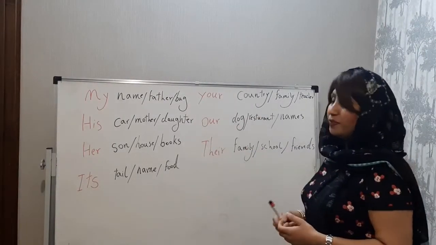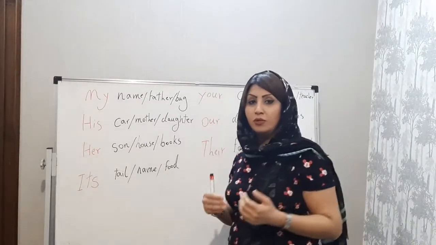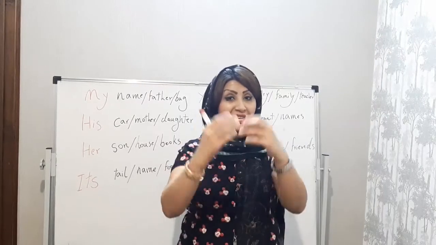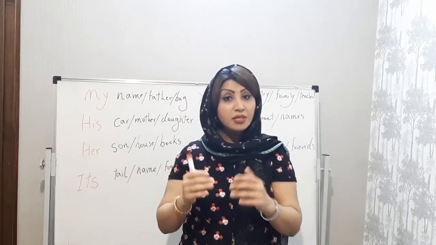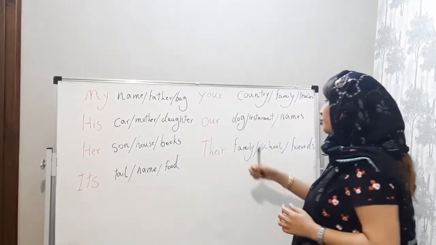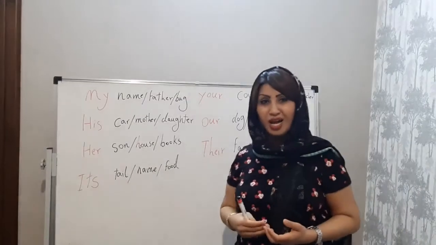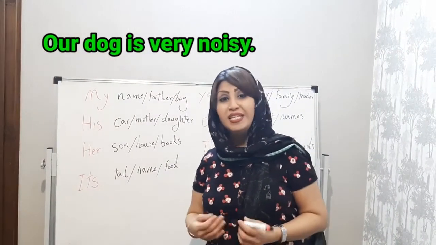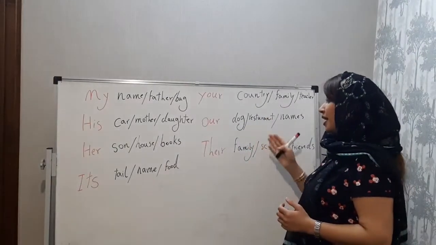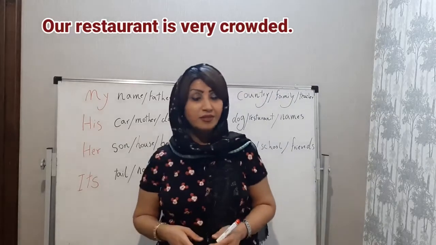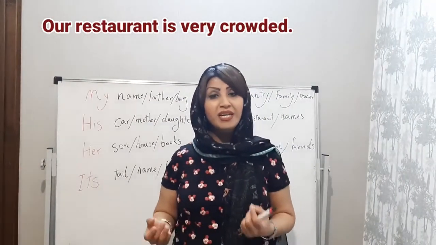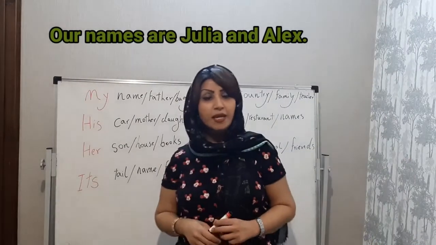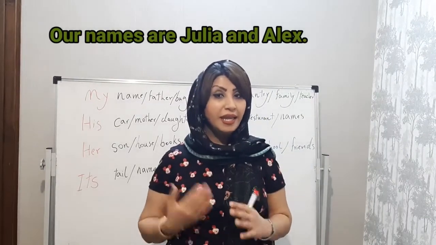We use "our" to show that something belongs to me and maybe others. We can say our dog. Our dog is very noisy. And I can say our restaurant is very crowded. Our names are Julia and Alex.